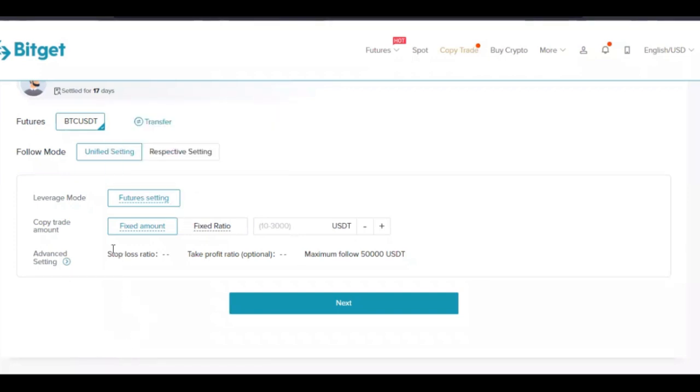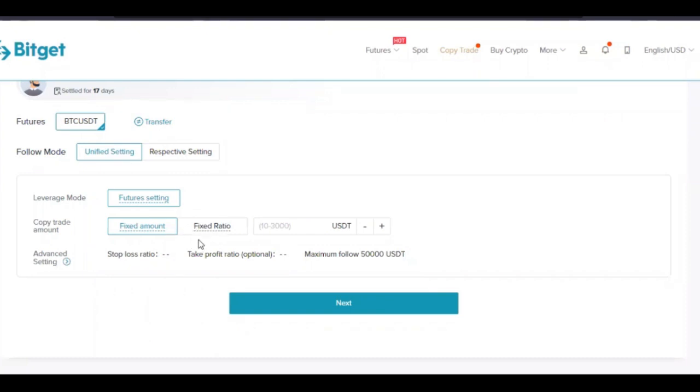So once I have the funds on my account, the next thing I want to do, if I am copying a trader that is trading more than one pair, is the unified setting. For instance, if this trader is trading BTC, Ethereum, Litecoin, and the rest, and I want to copy all of those pairs, I have the option of using the respective setting, meaning that I will have to set different settings for Ethereum, BTC, Litecoin, and the rest. But if I use the unified setting, whatever setting I put here will be the same setting that goes for all of the trades.